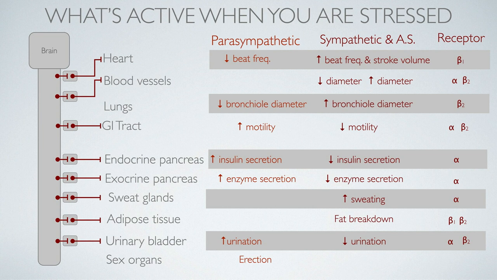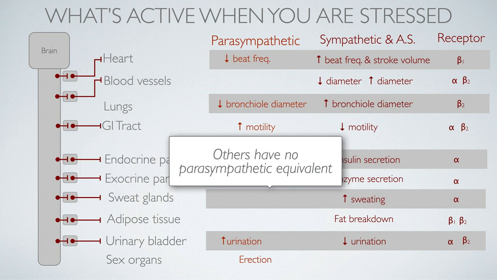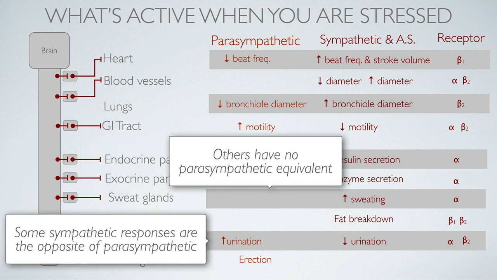So what you see here is, in some cases, for certain organs, the sympathetic pathways have no parasympathetic equivalent. And this is the one that should have come first. Some sympathetic responses are the opposite of parasympathetic. So in the case of urination, parasympathetic says, yes, I want to urinate. Sympathetic does the opposite.